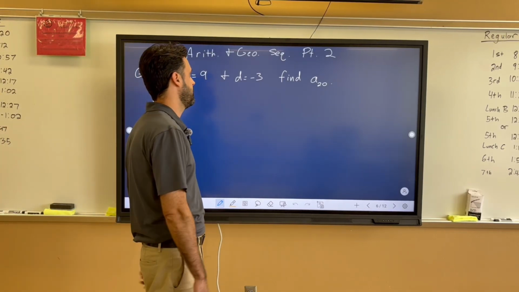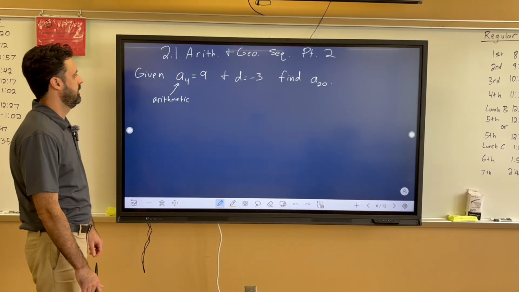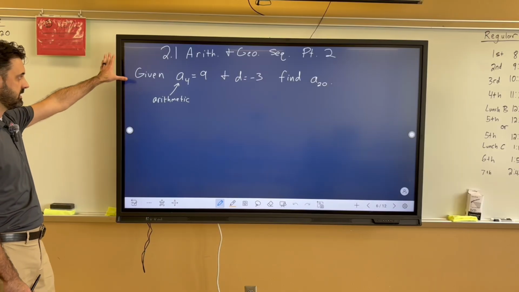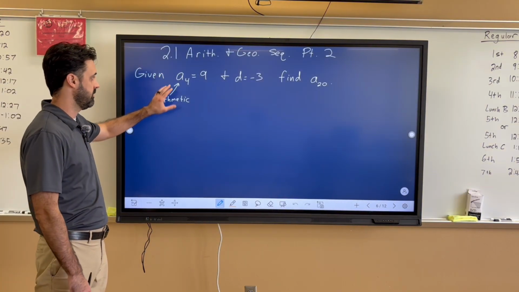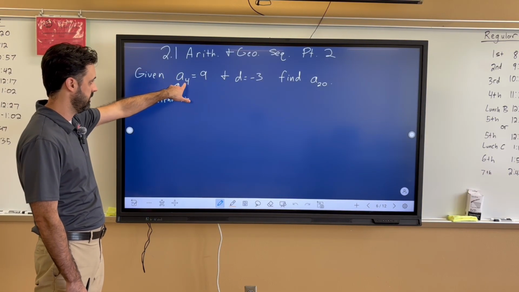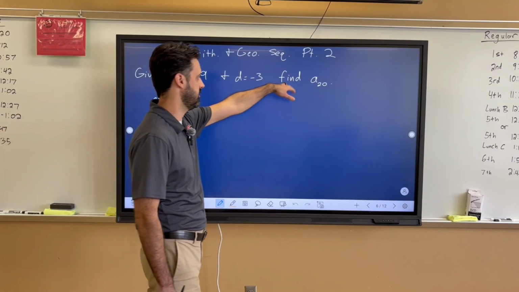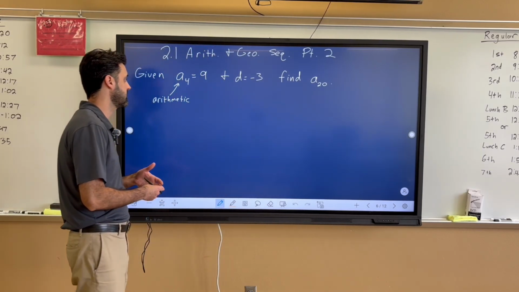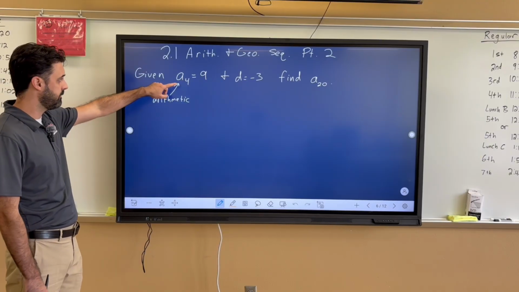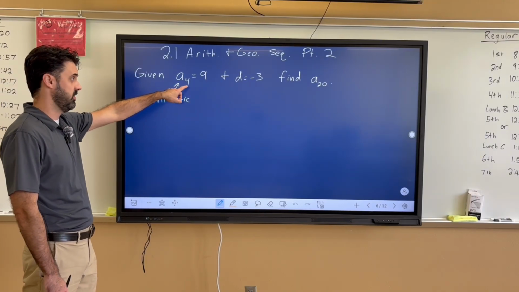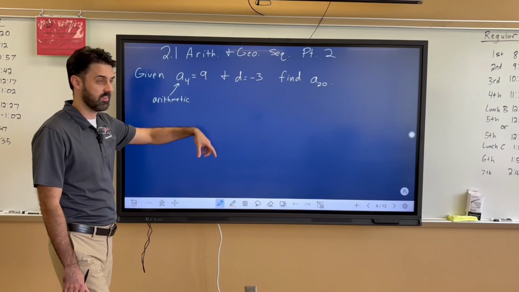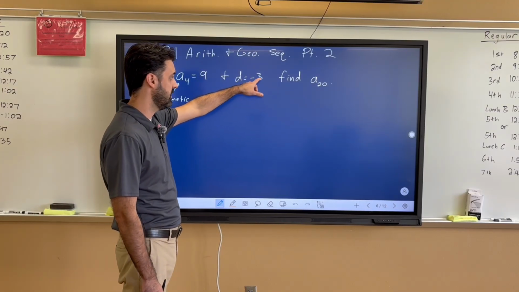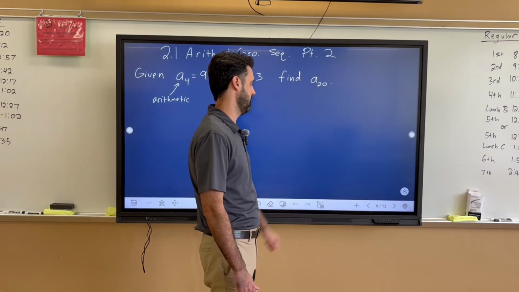All right, guys, part 2 of arithmetic and geometric sequences. I have up here some pieces of information about an arithmetic sequence. I'm using a sub whatever number we're talking about here and here to just show that this is an arithmetic sequence. So here all we're given is the fourth term. We're told the fourth term in the sequence is 9, and that the common difference is -3, and we're asked to find the 20th term.